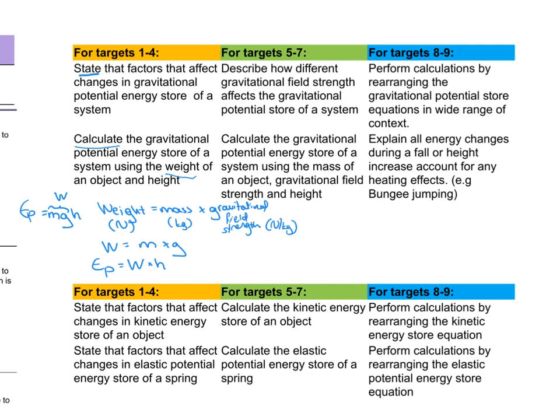Now, for higher targets, you should be able to describe how different gravitational field strength affects the gravitational potential store of a system. I already mentioned before that the gravitational field strength on Earth is 9.8 newtons per kilogram. On the moon it is 1.6 newtons per kilogram. That's because the moon is much smaller than the Earth, so it has less mass, so it has less pull towards us.